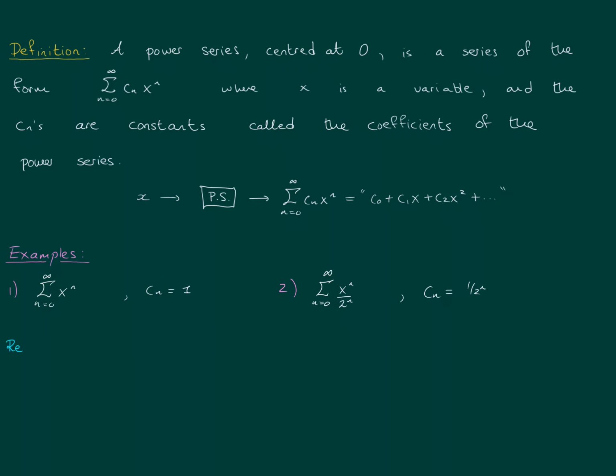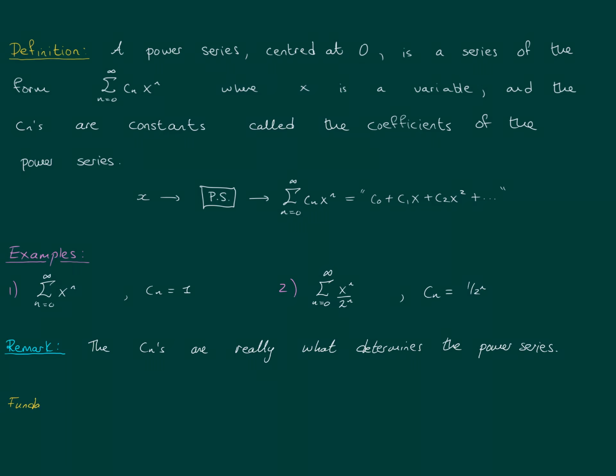Okay, so remark: the Cn's are really what determines the power series. So different Cn gives you different series. You always have this x to the n, but it's the Cn that controls which series it is. So different Cn's give different series.